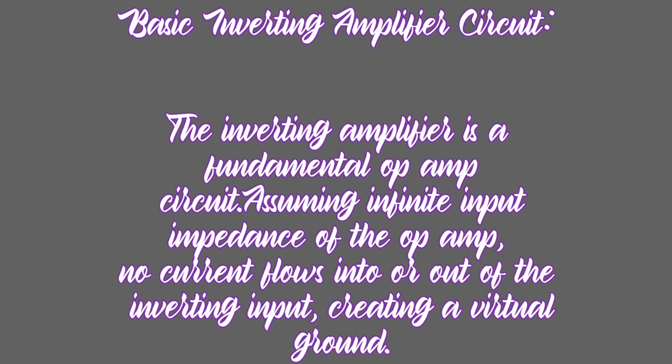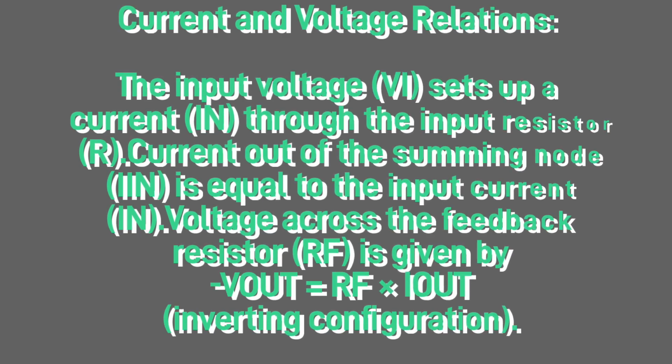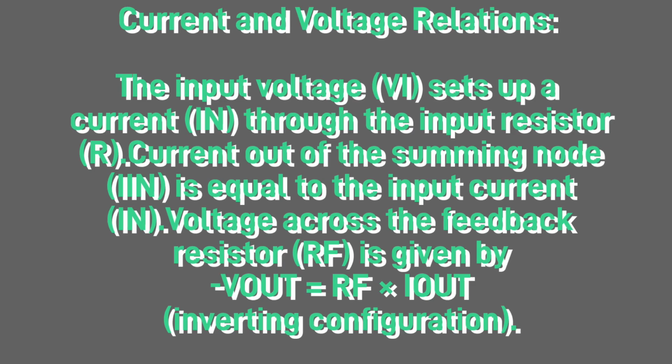The inverting amplifier is one of the basic op-amp circuits. Assume that the input impedance of the op-amp is infinite. This means no current flows into or out of the op-amp inverting input. Since the op-amp forces the voltage at the two inputs to be the same, the inverting input, minus, also appears to be ground. This is commonly referred to as virtual ground.